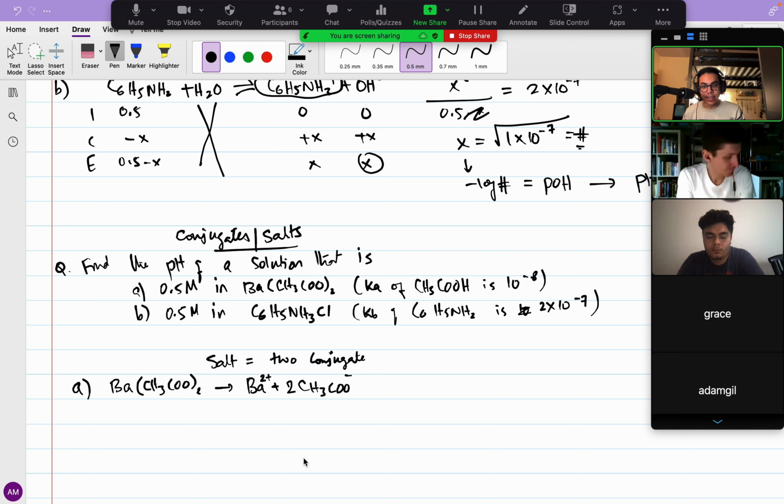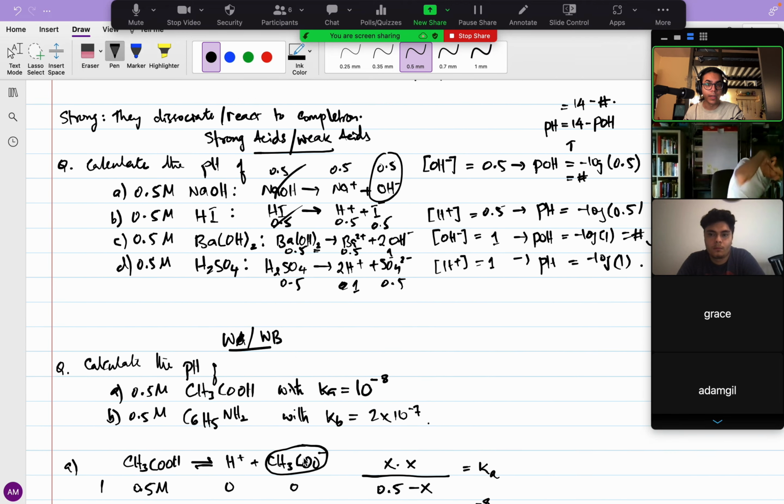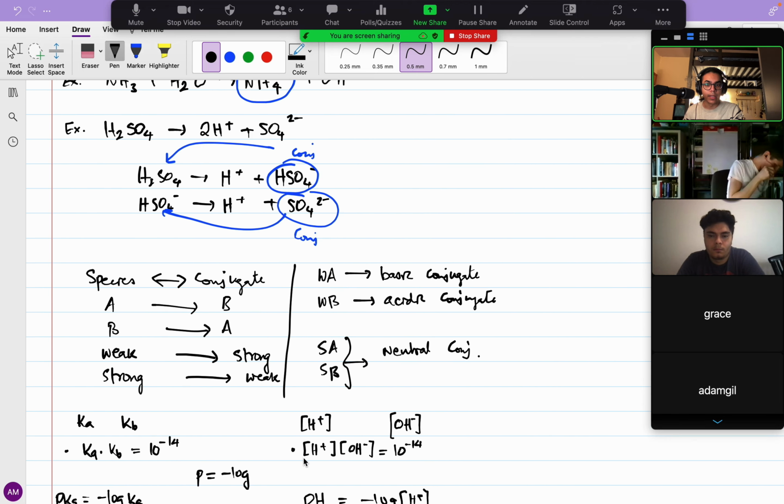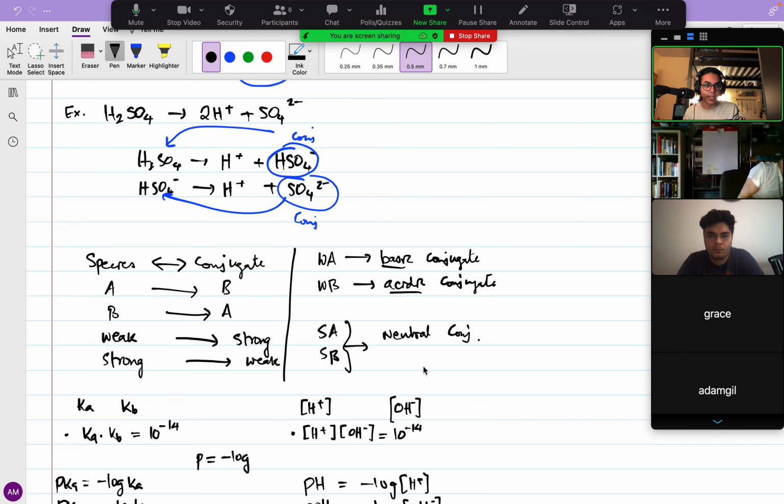And then the second thing is to figure out which of the two conjugates are pH active. You know what I mean? Which of them are non-neutral? Because remember, conjugates can be either basic, acidic, or neutral, right? There's no point drawing out an ICE table for a neutral conjugate. It will not do anything to the pH. So all you care about is to put your finger on the acidic or basic conjugate and only work with that.